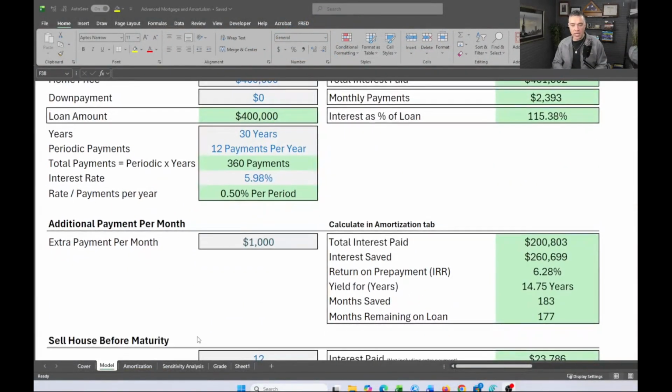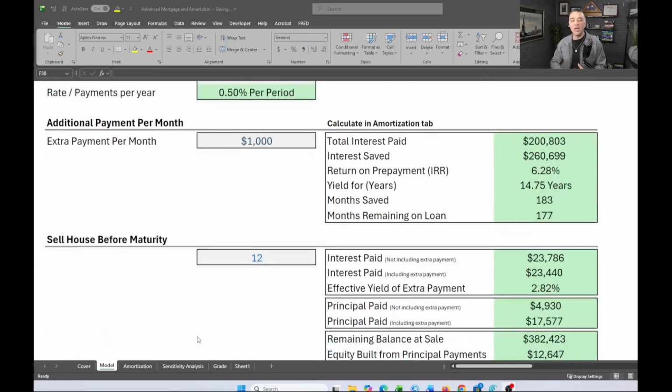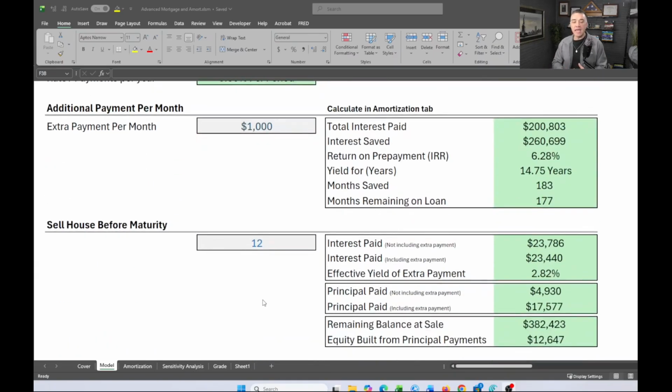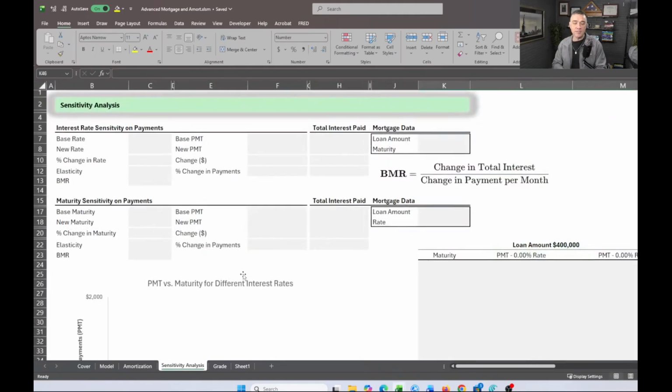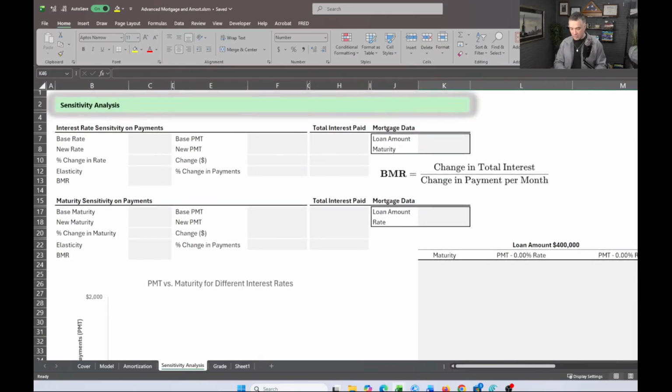So we calculated what if we put extra payments in, under the assumption we hold to maturity. What if we do extra payments? How much money do we make if we sell the house early? It's dynamic, so it automatically calculates for us. And then last, we want to do our sensitivity analysis. So let's get straight into it now.